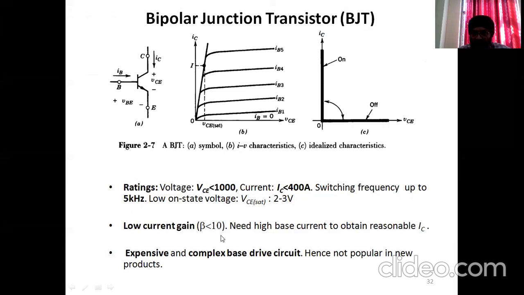Low current gain, the current gain is less. So we need high base current, and if high base current is there, we can have a high value of collector current, thereby we have a considerable amount of beta current gain. Expensive because of complex gate drives, because designing a gate drive circuit is complex. So that's why it is normally not used in power electronic circuits unless it is required.